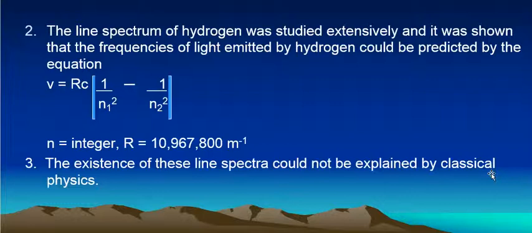Hydrogen's line spectrum was studied extensively because hydrogen has 1 electron. And it's shown that the frequencies of light emitted by hydrogen can be predicted by this equation. Now, we will use this equation later, and I'll go through some examples, so I will explain it. R is a constant, c is the speed of light, n is an integer, n is the energy level that the electron is jumping to and from. And again, we'll go through examples with this equation later, so don't worry about it too much right now.